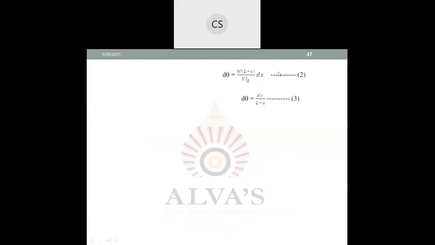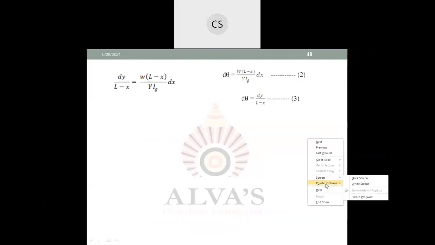Let us go to the next slide. You have two expressions for dθ: dθ is equal to w into L minus x divided by Y into I_g, that is expression second, and expression third. So you can equate them. Therefore dy by L minus x is equal to w into L minus x divided by Y into I_g dx.